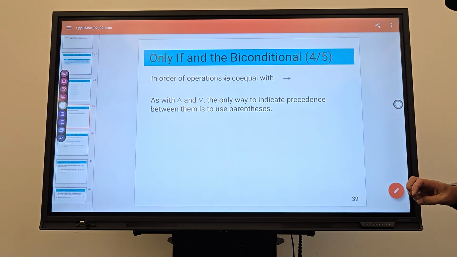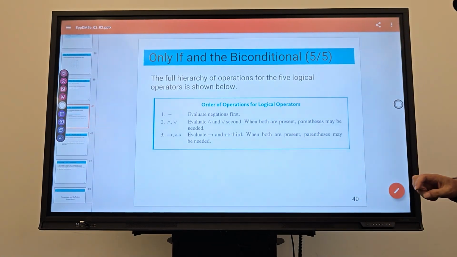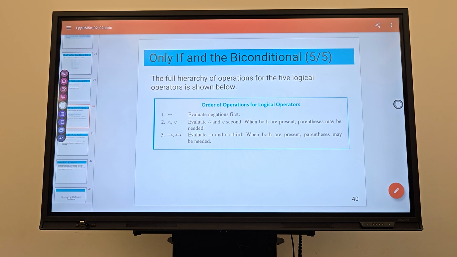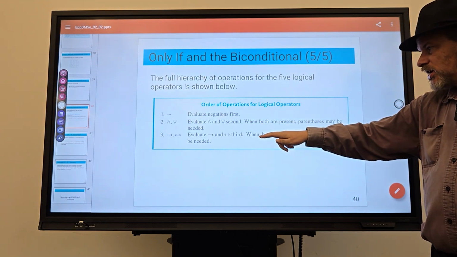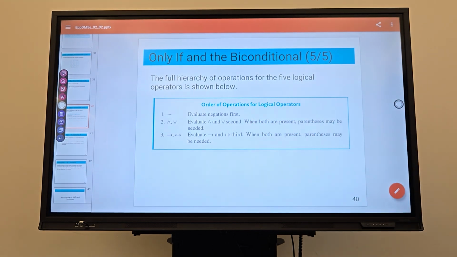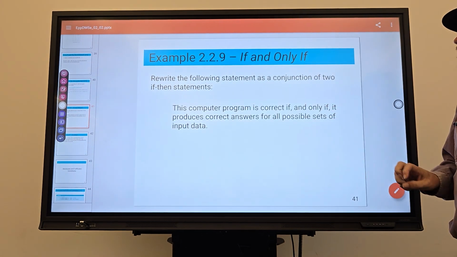Okay, the order of operations of the biconditional is co-equal with the conditional. The only way to indicate precedence between them is to use parentheses. The full hierarchy of operations for the 5 logical operators is below. First you do negations, then you do ands and ors, then you do your conditionals.